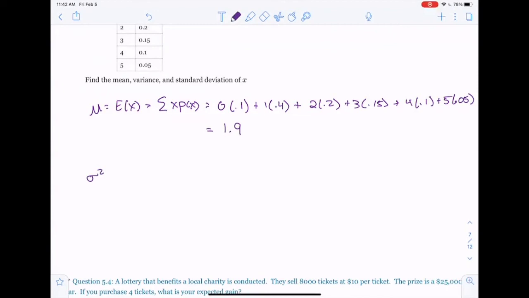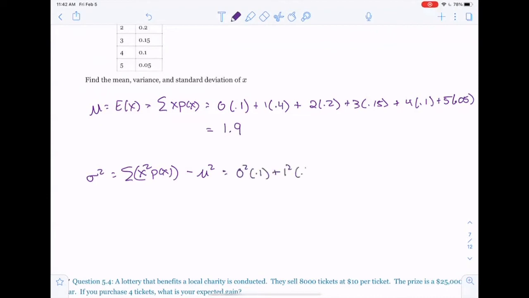Variance is sigma squared, right? I tend to like to do variance being the sum of X squared times P of X minus the mean squared. So the formula is going to look very similar to what we just did. It's going to be the data point squared times its probability.